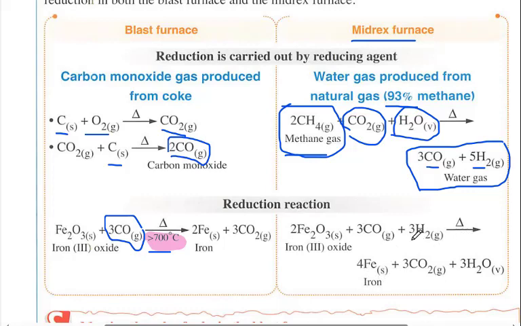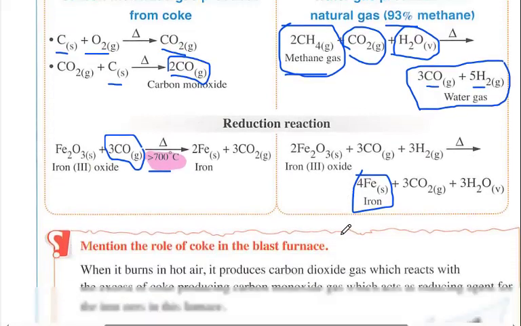Here the temperature must be higher than 700, because we transfer the oxide into elemental iron. So the temperature in both of these reactions is more than 700 degrees Celsius.